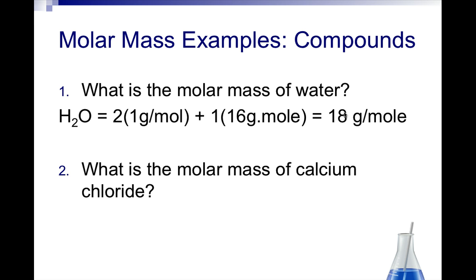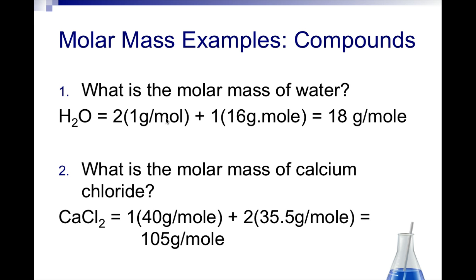What's the molar mass of calcium chloride? Well, calcium chloride is 1 calcium atom and 2 chlorines. So 1 calcium is 40 grams per mole plus 2 times the mass of chlorine, which is 35.5 grams per mole. Add those numbers up and you get 105 grams per mole of calcium chloride.